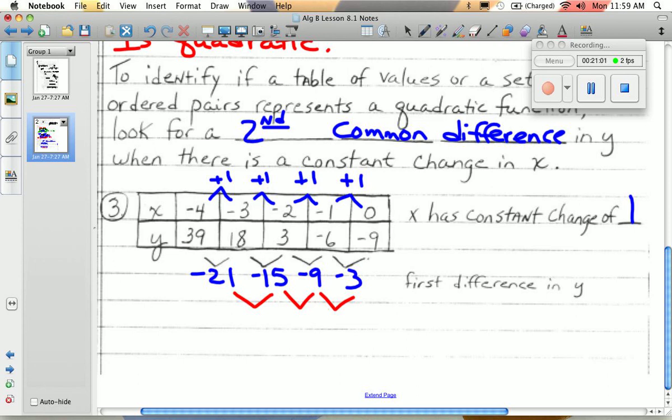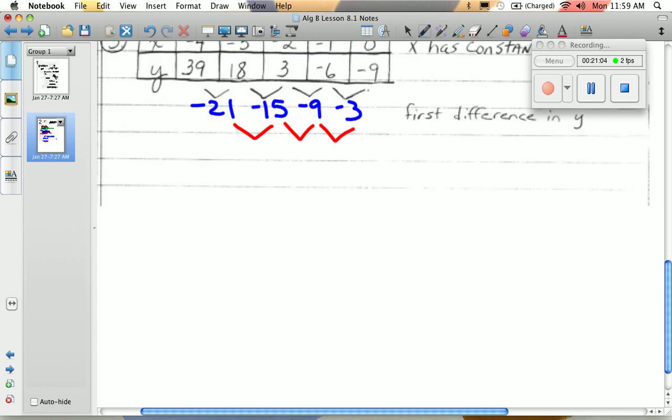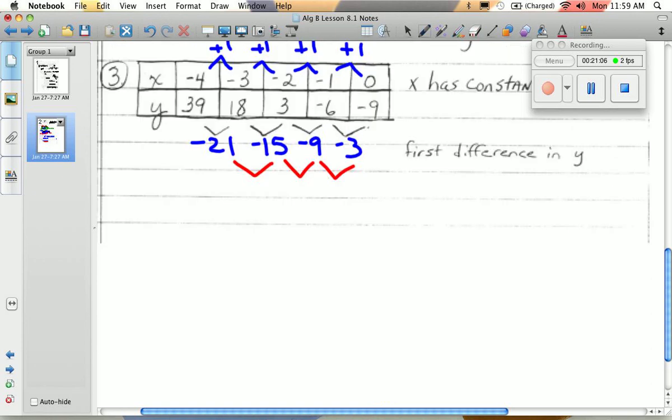So now we just do the same thing we just did again. What did we have to do to get from negative 21 to negative 15? Subtract. Okay, so what is negative 21 subtract negative 15? 6. Did it go up 6 or did it go down 6? It went up 6, so we say a positive 6, right? How about from negative 15 to negative 9? It goes up 6. How about from negative 9 to negative 3? It goes up 6.